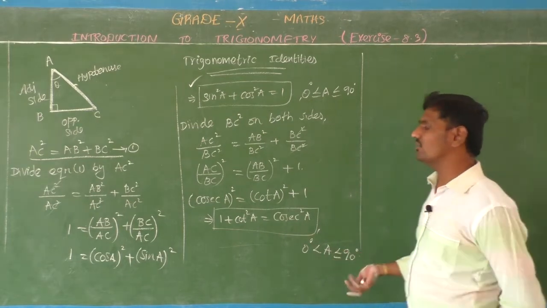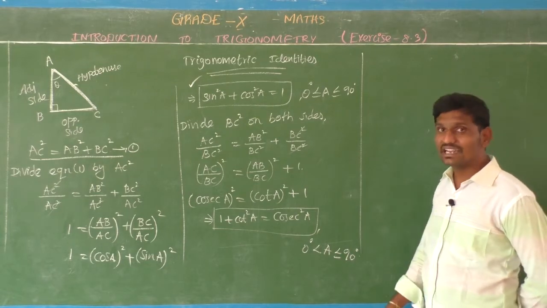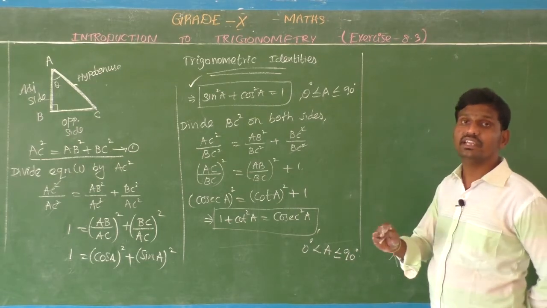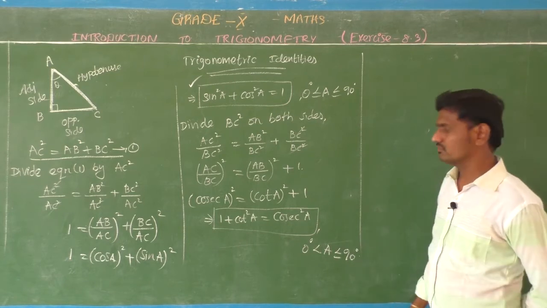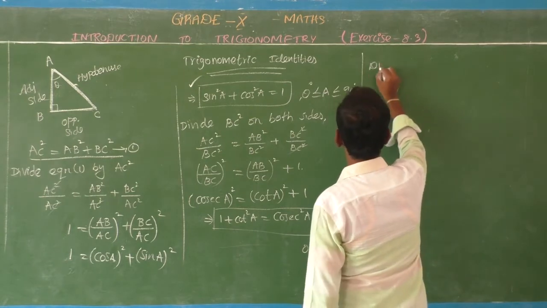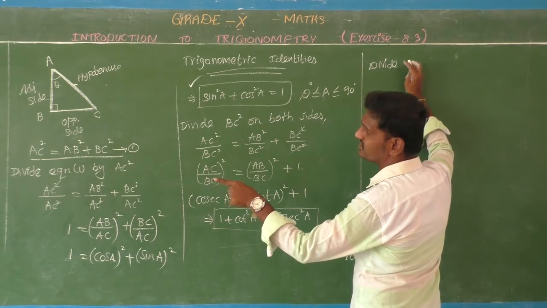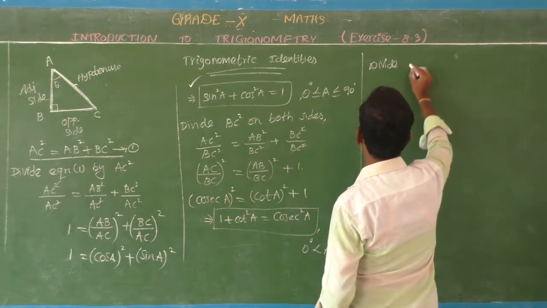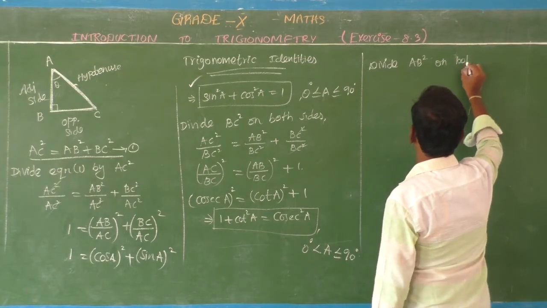Since it is not defined, we cannot equate the left and right sides. That's why we exclude 0 degree and take angles up to 90 degree. Finally, we divided AC square and BC square, finished. Now coming to AB square, divide AB square on both sides.